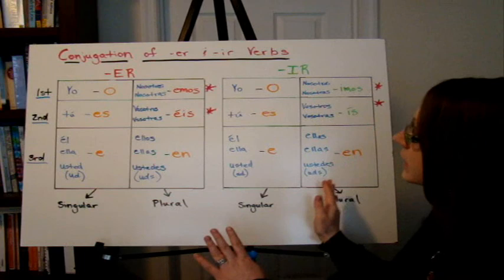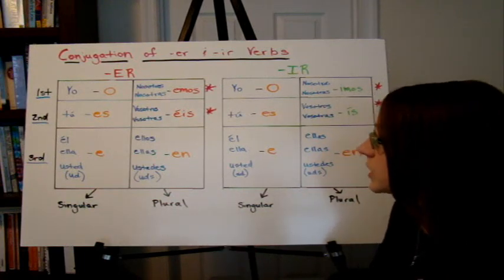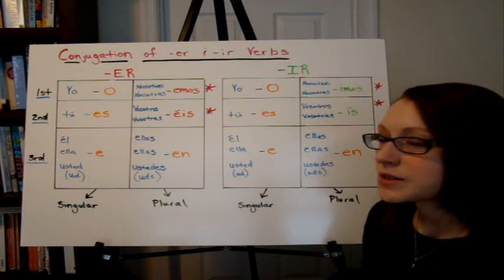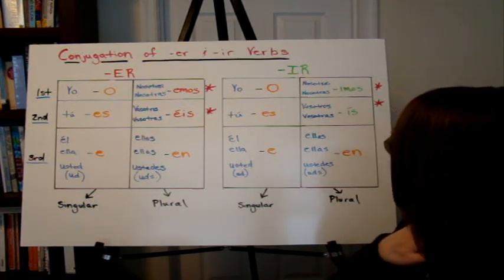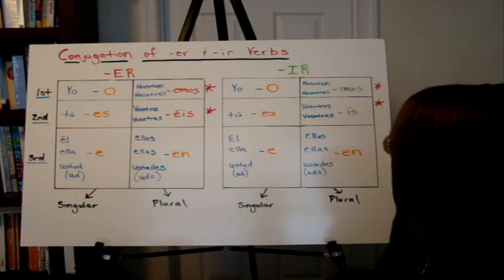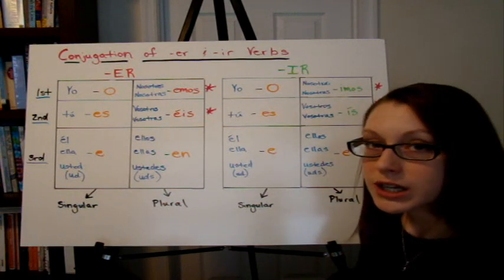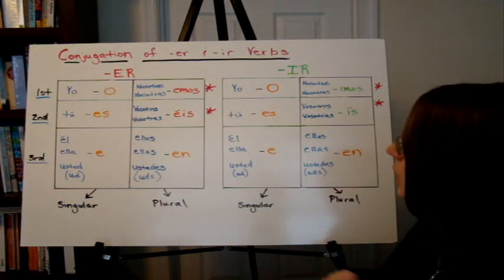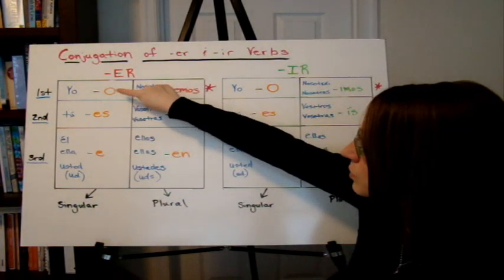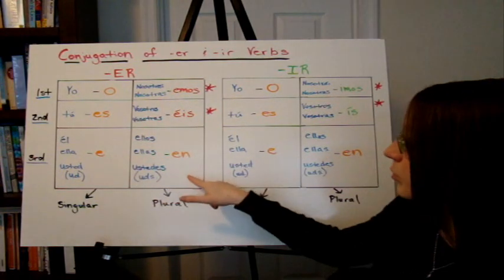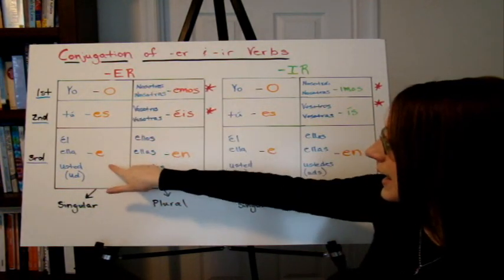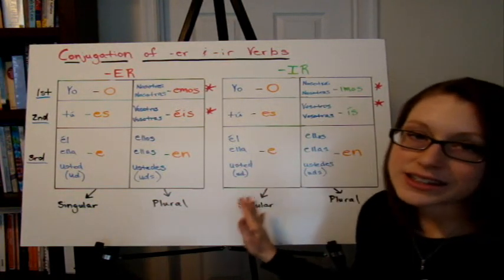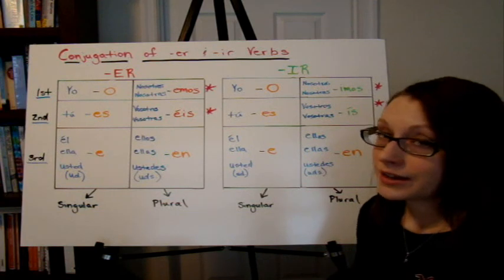Okay, so here we see the ER and IR verb conjugation charts side by side so we can compare them, because I said there are a lot of similarities. Right off the bat, we can see that there are 4 conjugation forms that are the same for ER and IR verbs. Those are the yo form, tú form, singular form, and plural form. So o, es, e, and en. O, es, e, and en. Exactly the same, which makes your life a lot easier.